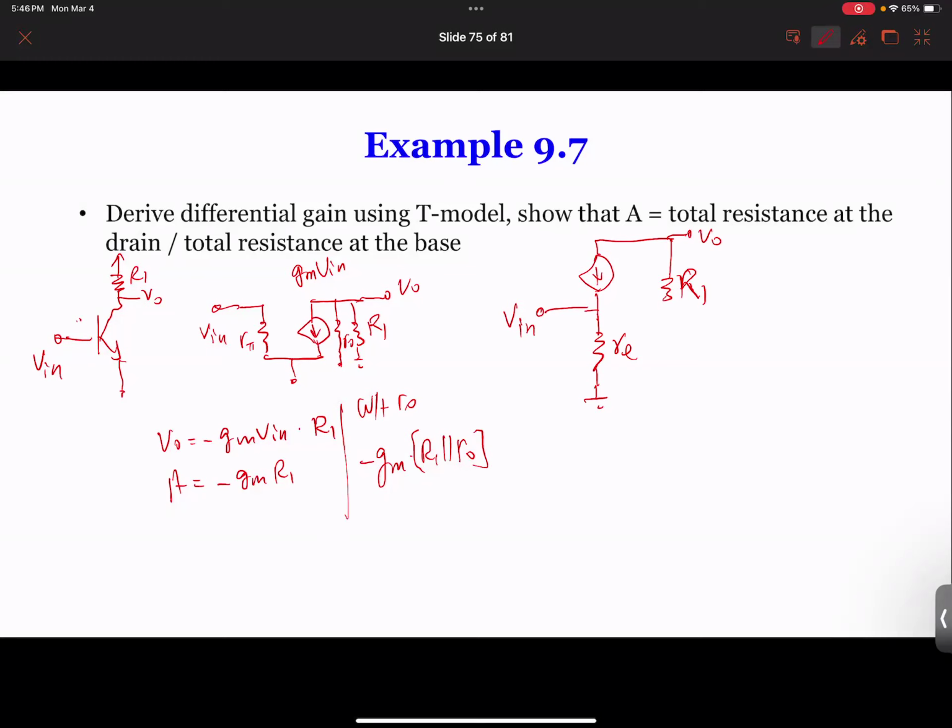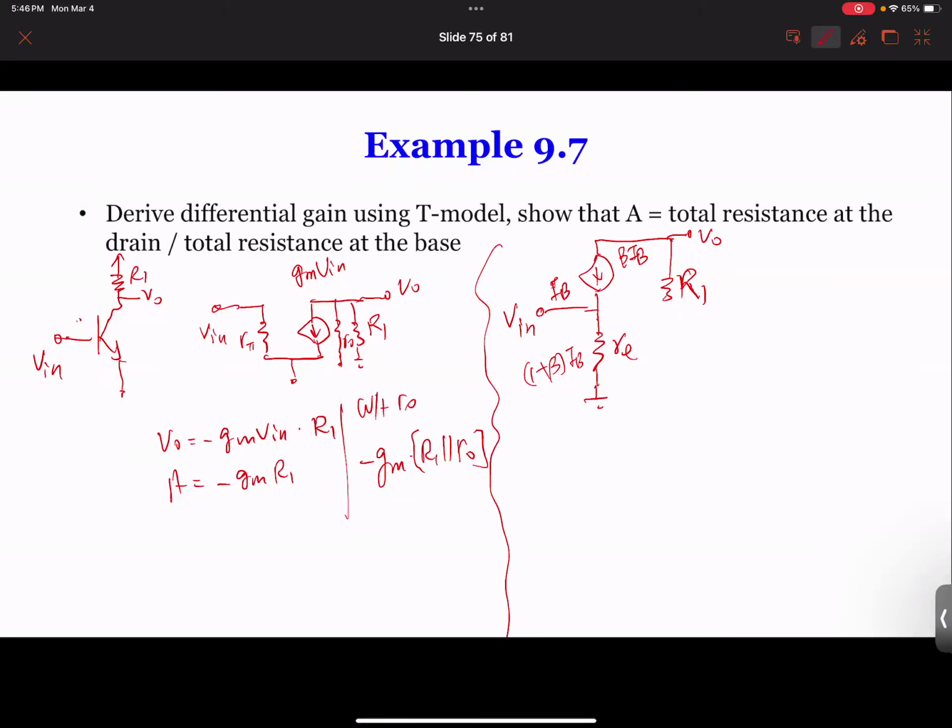Okay, so we draw the T model, and then we have this one, V in comes in. But for the T model, the trick is that if you look at V in on this one, V in is the current times RE. You've got V in over here. So what we need to do is instead of using gm, we're going to use IB. If this is IB, how much is on top at the collector? It's going to be beta times IB. And then how much current at the emitter? It's going to be this, right?